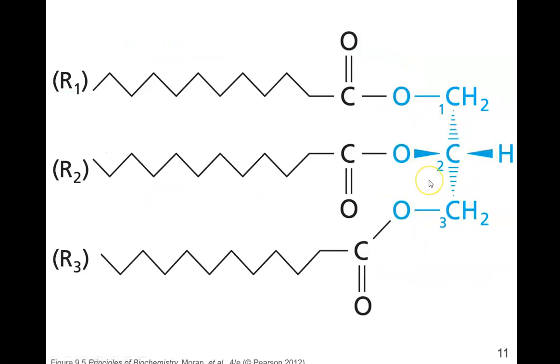So you might notice if you look at carbon number 2, this is a different drawing right here where the stereochemistry is shown, that carbon number 2 is chiral. So even if you had all 3 of these fatty acids as identical, this is not a superimposable isomer. The carbon number 2 is chiral, so there's a chirality associated to these molecules.